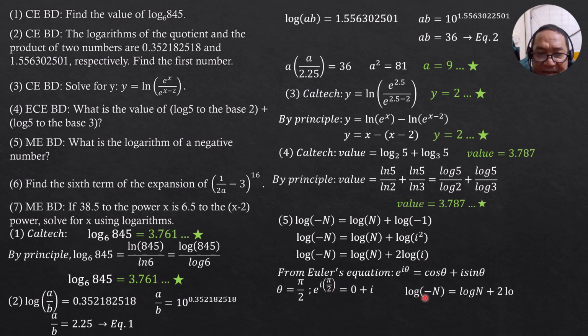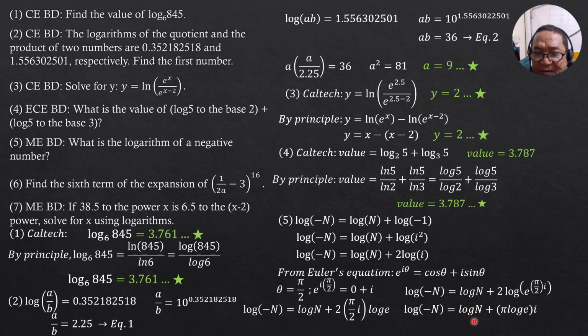Replacing that, log of negative n equals log of n plus 2 log of i, and i is e to the pi over 2 i. Using the property here that I used, this is pi over 2 i log of e. So log of negative n is log of n plus 2 times pi over 2 i log of e. Cancel 2. That's log of n plus pi log of e times i.